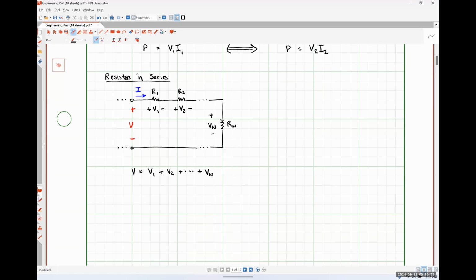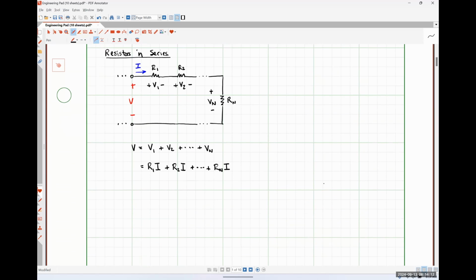So what we can do now is use Ohm's law to express all of those resistor voltage drops in terms of that common current I. So that's going to look like R1 times I plus R2 times I all the way out to R sub n times I. And we can see very easily that there is a common factor of I. So we could write this as R1 plus R2 all the way out to R sub n, times I.